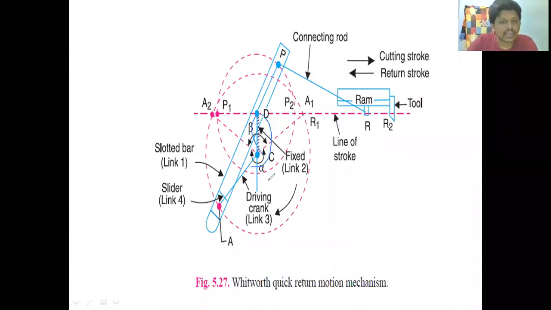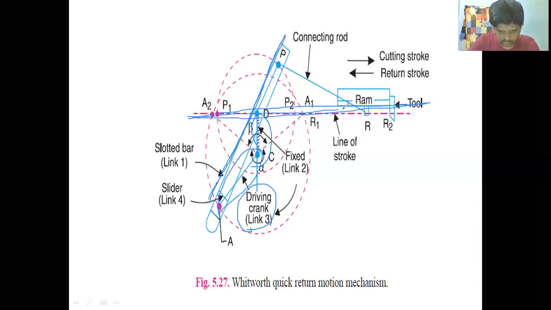We have a crank here. This is our crank link 3. This is our crank, if you see. So this is our crank. CA is our crank. But at point A, we have a slider. This slider will move along this line, and this point, having AP, starts oscillating or reciprocating. This is attached to the connecting rod to the RAM, and now the RAM starts moving in this direction.